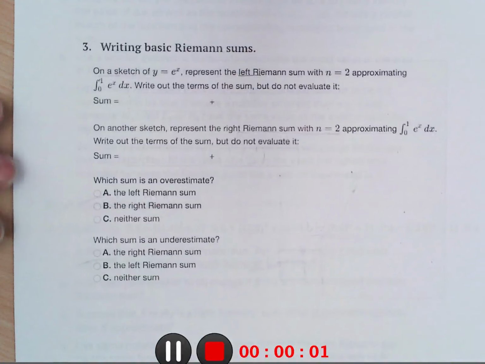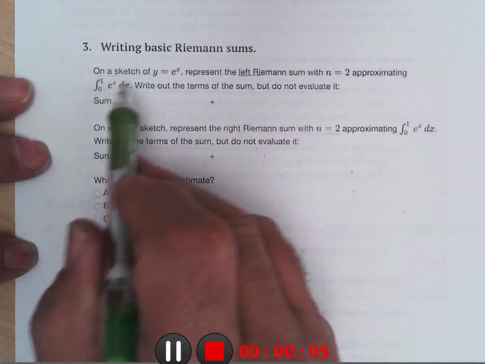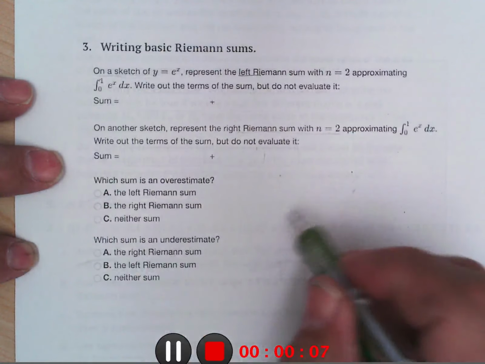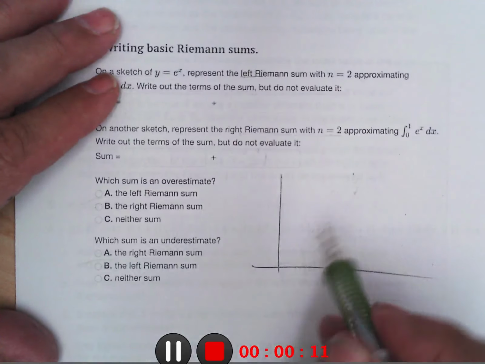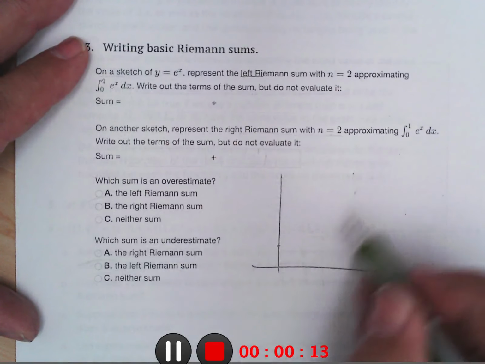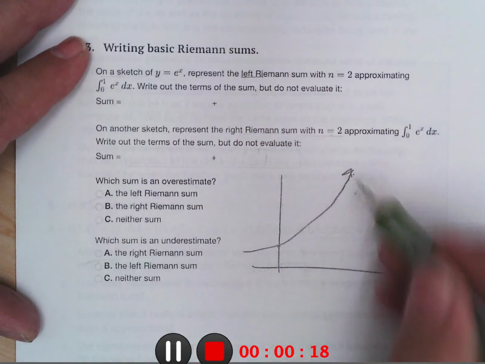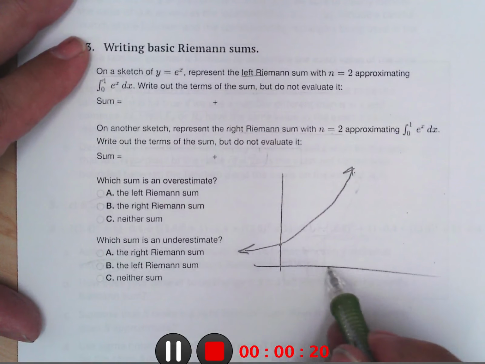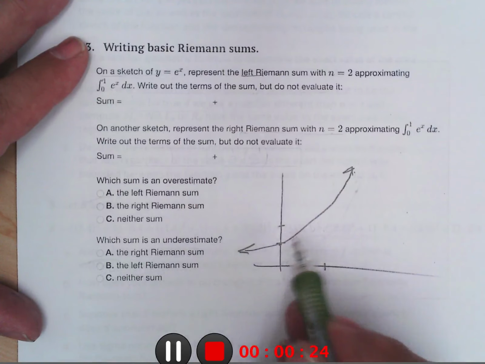B on 4.2. Okay, so it says on the sketch of e to the x, well, e to the x will look something like an exponential, so it goes through 1 and increases, something like that. So at 1, it'll be at e, which is 2.7.